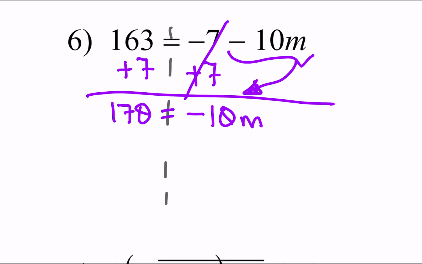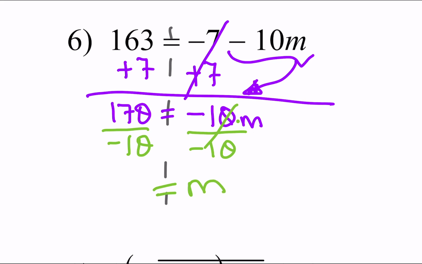Negative 10m has secret multiplication, so we're going to divide by negative 10 on both sides of the equation. Our m is by itself. 170 divided by negative 10 is a negative 17.